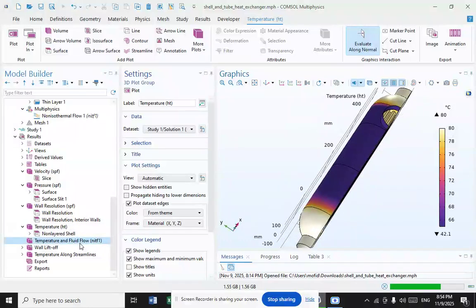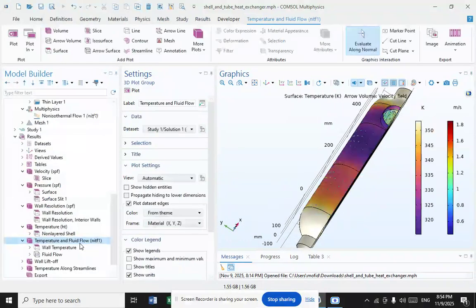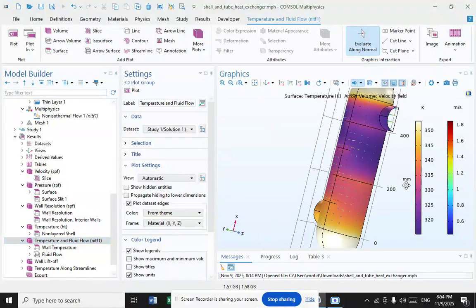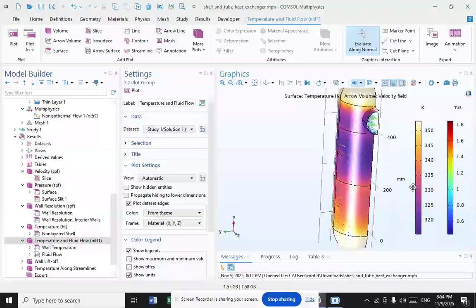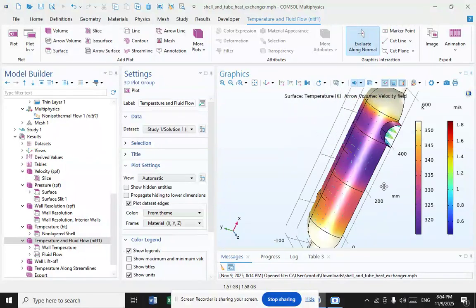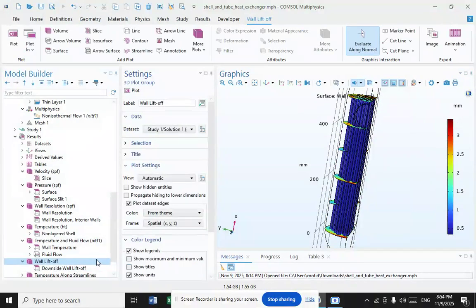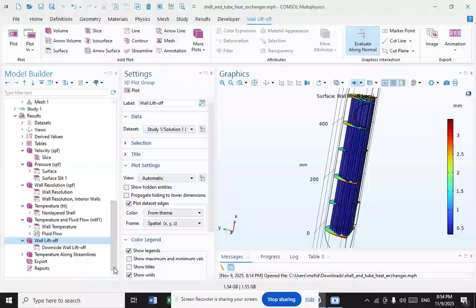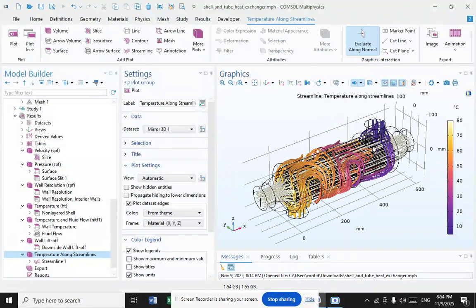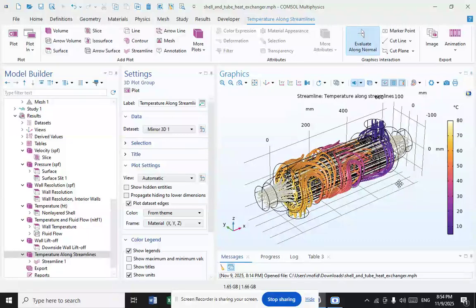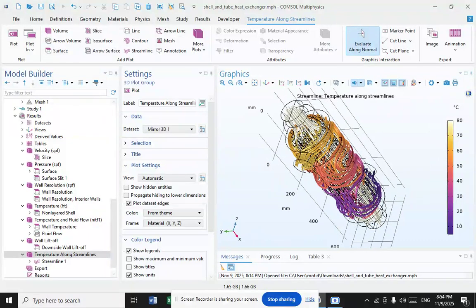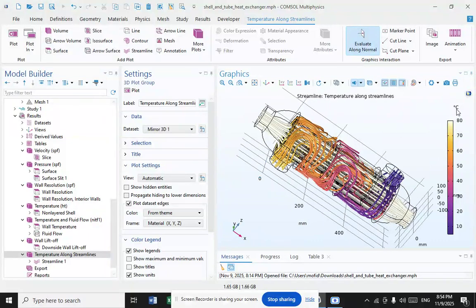And temperature and fluid flow here is based on Kelvin. I can see the arrows and how it transfers heat to the heat exchanger. Wall lift off and temperature along a streamline. And also we have a streamline here. You see how this stream goes and passes through the outlet and inlet, and this is based on degrees centigrade.